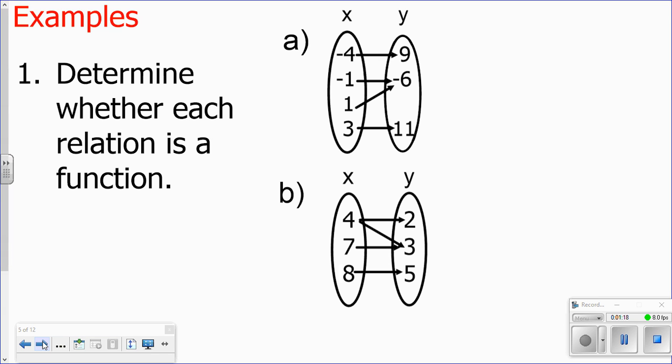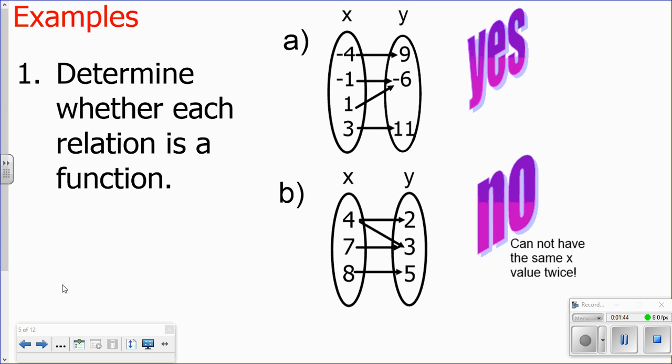We look at the x values in example A, and we see that they're in order, and none of the x values goes to two different y values. In fact, there's no repeat in the x values. So yes, it's a function. See, in the second example, the 4 is going with the 2, and the 4 is going with the 3. So that means 4, 2 is an ordered pair, and 4, 3 is an ordered pair, which means that it cannot be a function.